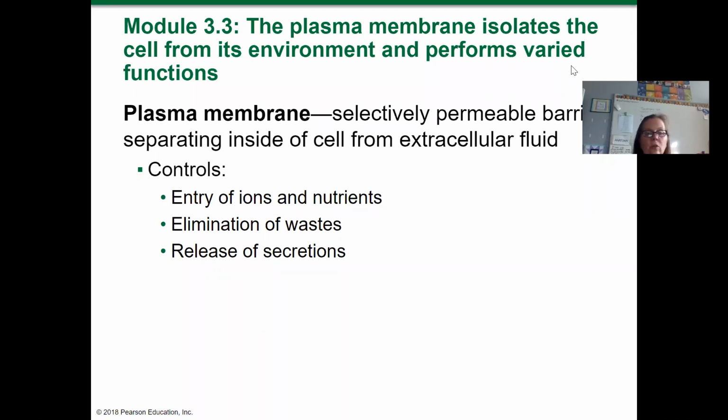Okay, so we are skipping to module 3.3. There were some review videos also embedded in the slideshow, so if you didn't get a chance to watch those, you might want to watch those. We're going to focus on the plasma membrane. And the plasma membrane is a selectively permeable barrier. That means certain things can come in and certain things are not allowed to come in. And that has all to do with the molecular structure of the plasma membrane. So some things that it controls is the entry of ions and nutrients, the elimination of waste, and the release of secretions.